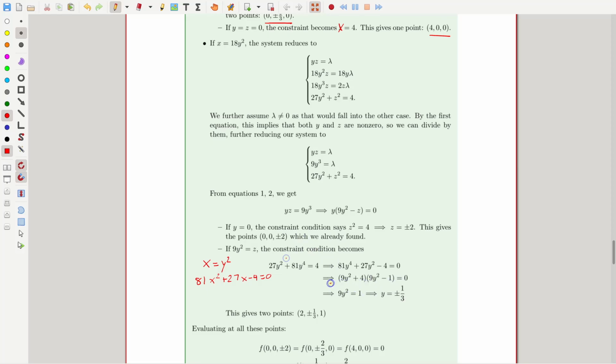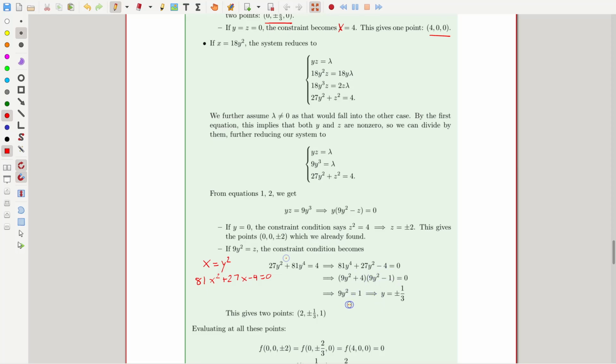Okay. And then how do you go about solving this? Well, notice that this factor is always positive, right? Because the y squared is always positive, and this is positive. So this whole thing is positive, which means it can't be 0. Strictly positive, I guess I should say. This guy is strictly positive. It can't be 0. So this guy must be 0.